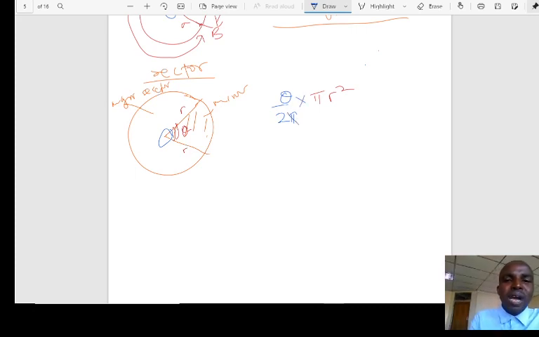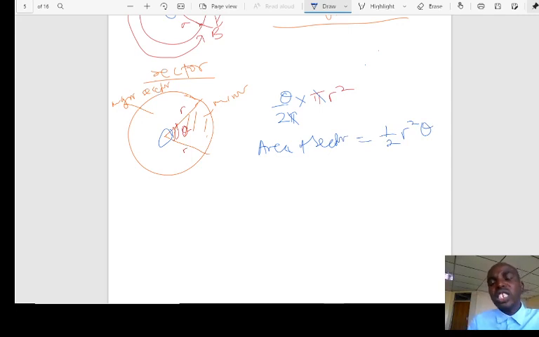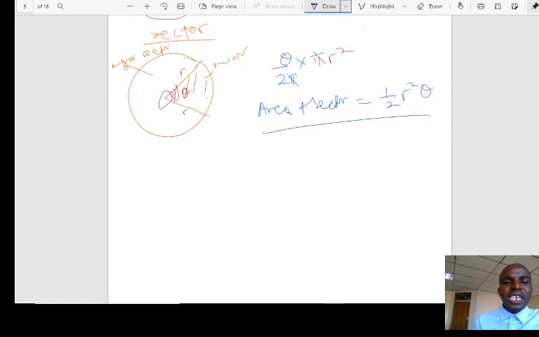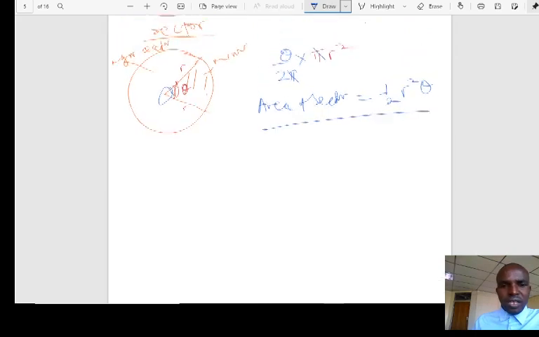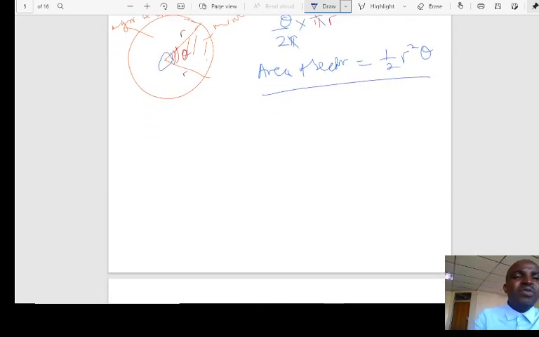Then the pi will cancel out. We'll be left with area of sector is equal to half r squared theta, or you can say r squared theta over 2, still the same. I prefer half r squared theta. So that's how you calculate the area of a sector. Please take note of that. Then moving on to the perimeter of a sector. Let me break down this sector here.